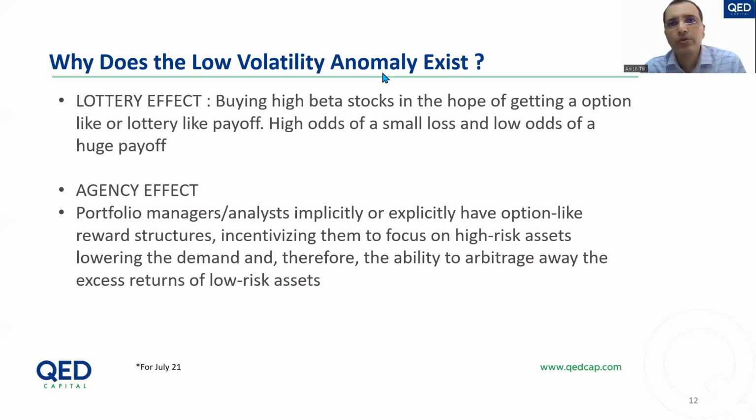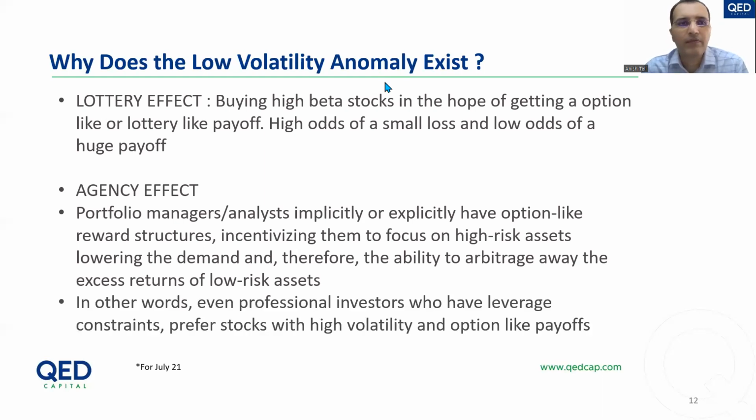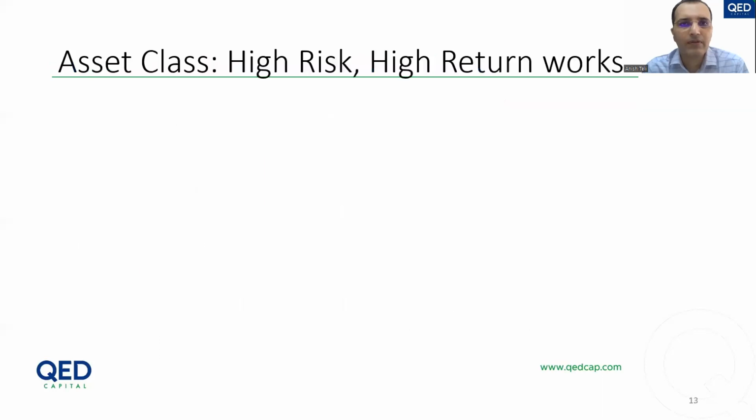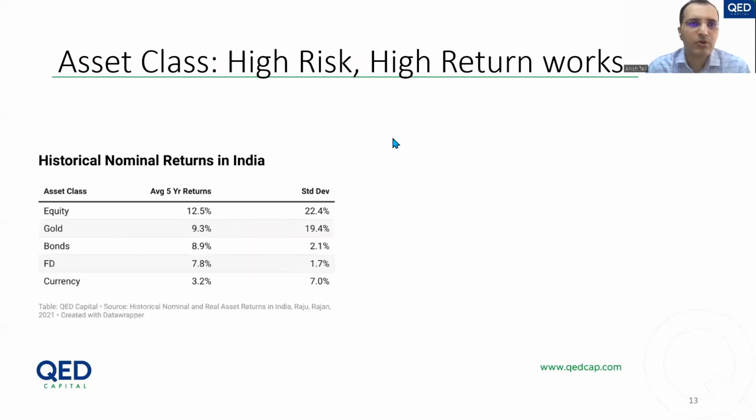Now, today, let me show you where it works. We said that high risk, high return does not work at the stock level, which is correct. However, it does work at the asset class level, and let me show you how. So let's take the case of equities. Equities over the last 5 years have returned about 12.5% with a volatility of 22%. So you've seen more volatility there.